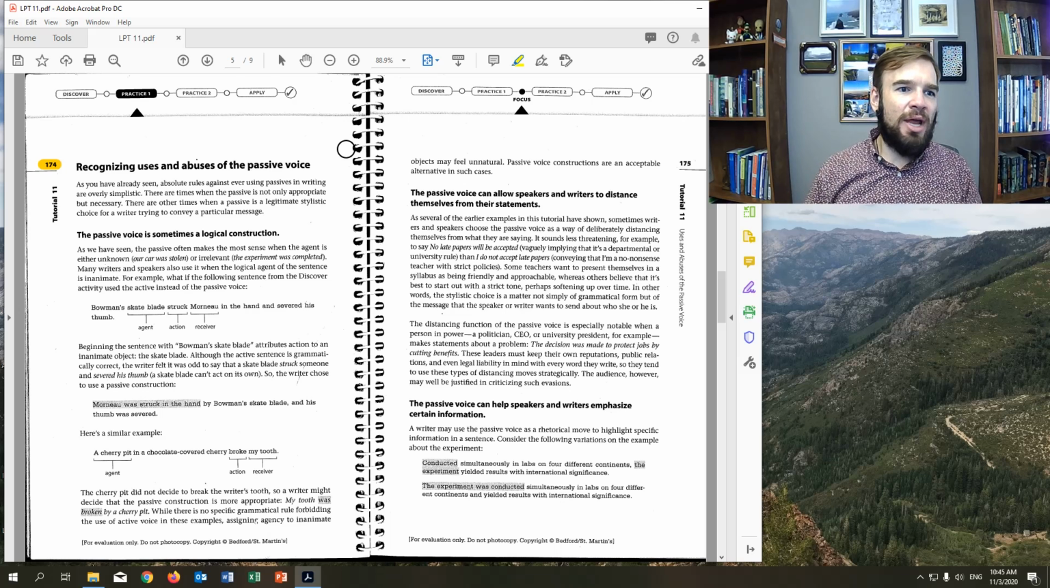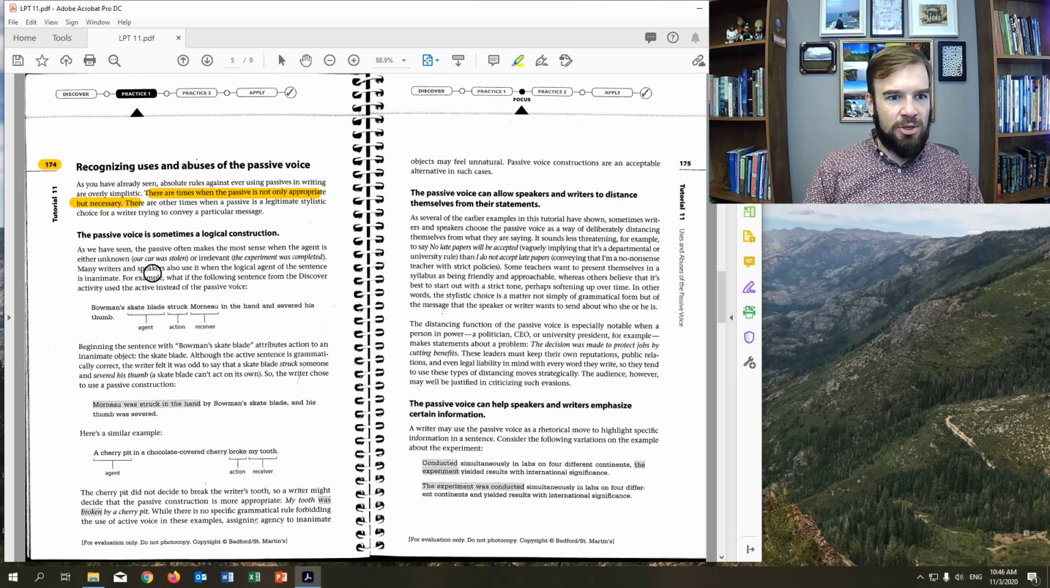174. This says, recognizing uses and abuses of the passive voice. So as you've already seen, absolute rules against ever using passives in writing are overly simplistic. There are times when the passive is not only appropriate, but necessary, right? There are other times when a passive is a legitimate stylistic choice for a writer trying to convey a specific message. Now, the passive voice is sometimes a logical construction. As we've seen, the passive voice often makes the most sense when the agent is either unknown, our car was stolen, or irrelevant, the experiment was completed.